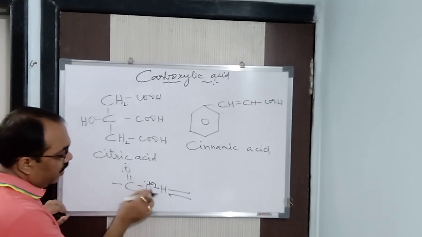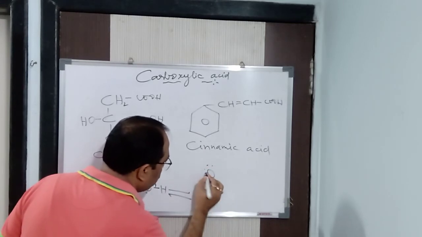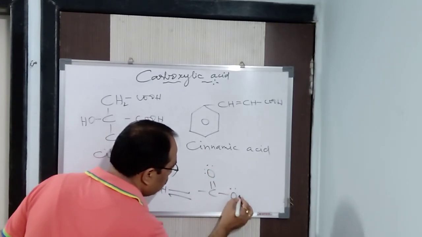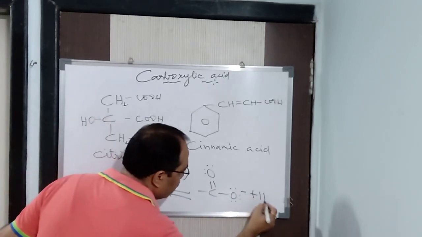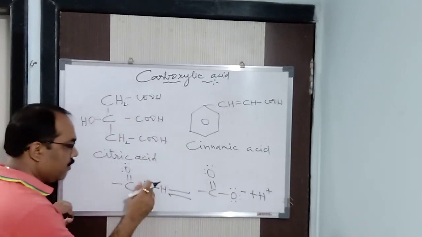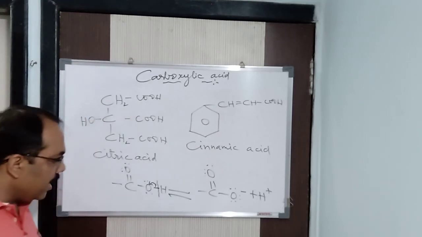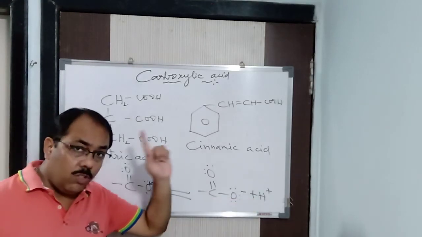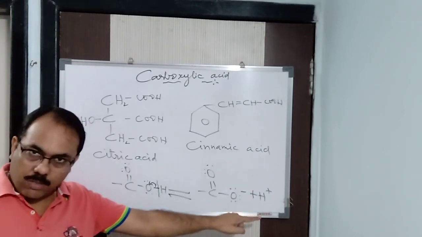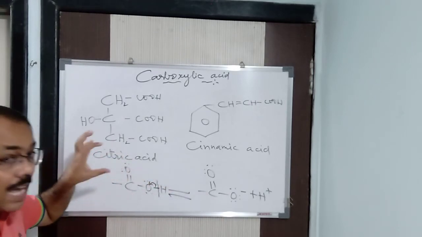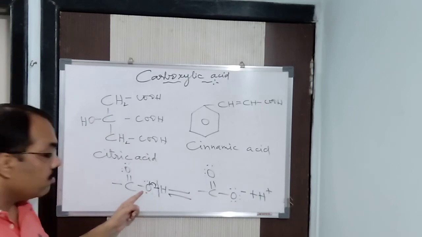So when this pair of electrons is taken by oxygen, what will happen? We will have COO with a negative charge due to the excess of electrons, and due to the deficiency, H plus ion is released, because the cleavage of the bond takes place. Due to the release of H plus ions, we say carboxylic acid is acidic in nature. Understood? Why do we call this group an acid? Because it releases H plus ion. In this way, it releases.